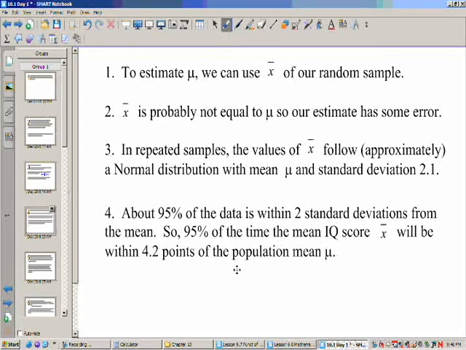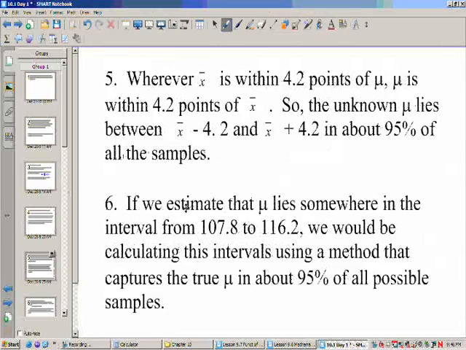In repeated samples, the values of x bar follow an approximately normal distribution with a mean of mu and a standard deviation of 2.1, and about 95% of that data is within two standard deviations of the mean. So 95% of the time, the mean IQ score, x bar, will be within 4.2 points of the population mean. So wherever x bar is within 4.2 of mu, mu is within 4.2 of x bar. So the unknown mu lies between x bar minus 4.2 and x bar plus 4.2 in about 95% of samples.